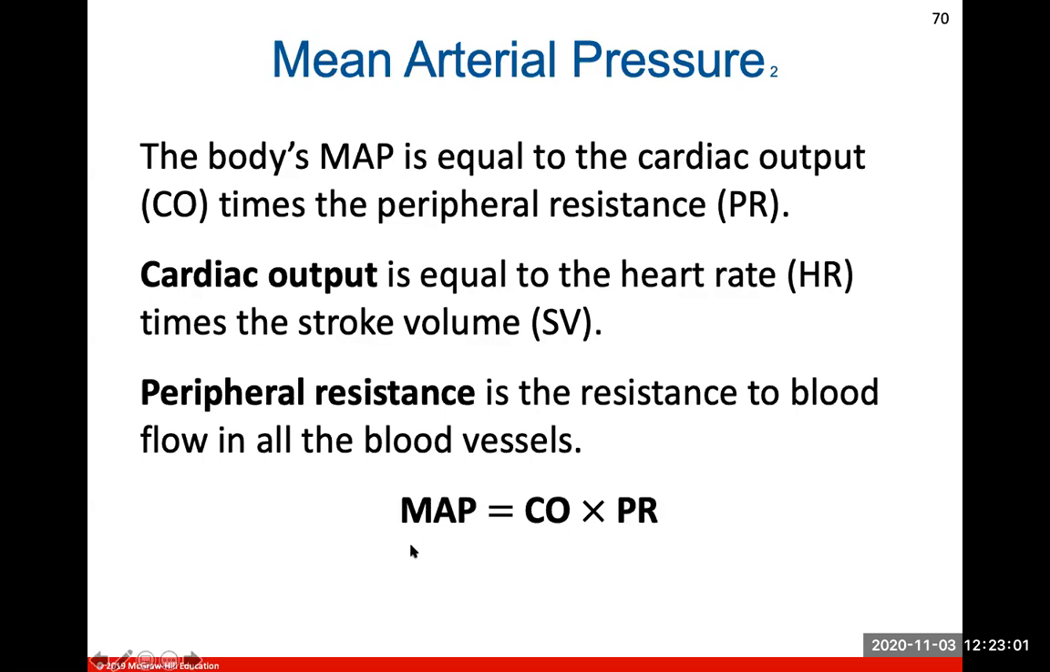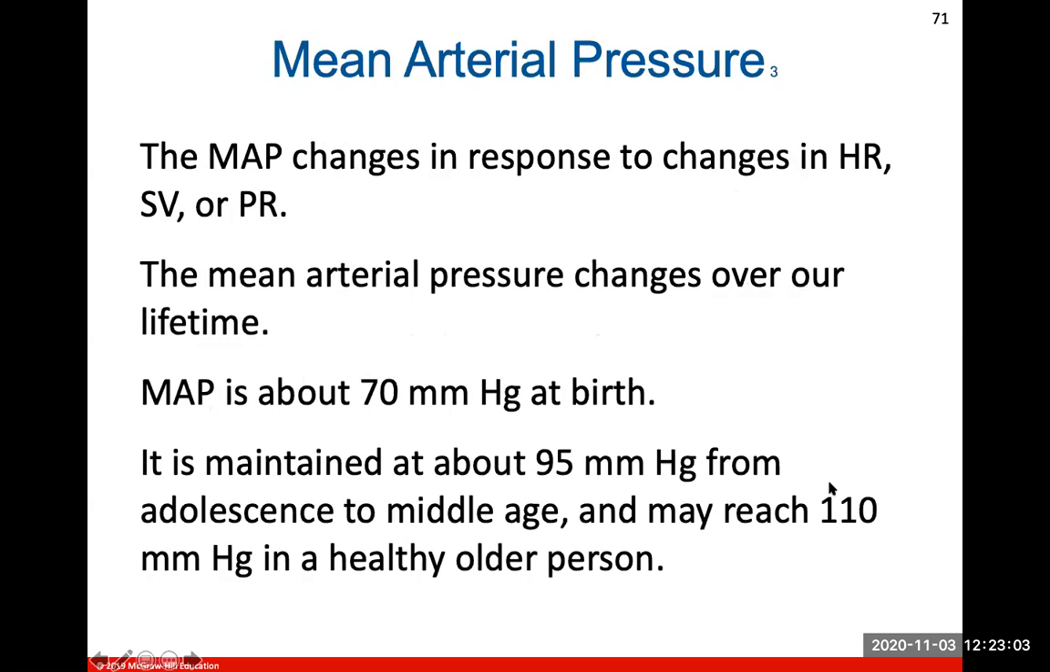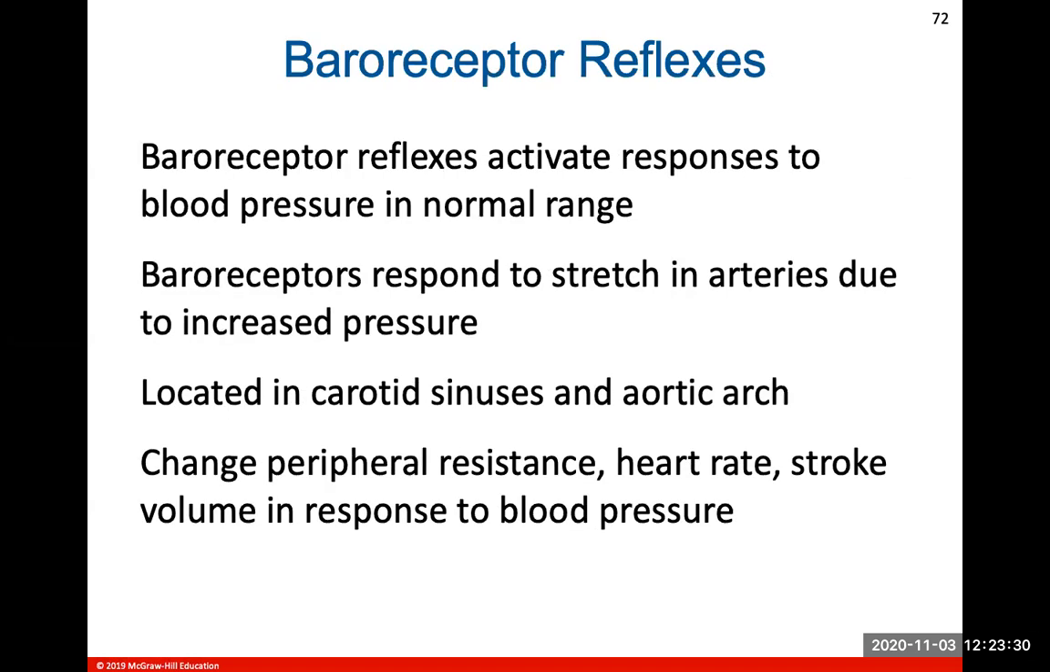So this is calculating your body's mean arterial pressure of the vessels. The MAP will change in response to changes in heart rate, stroke volume, or peripheral resistance. It also changes over your lifetime. It's about 70 millimeters of mercury at birth, and it's maintained at about 95 from adolescence to middle age and may reach 110 in a healthy older person, showing just how your mean arterial pressure gradually changes over time, even if you're healthy.